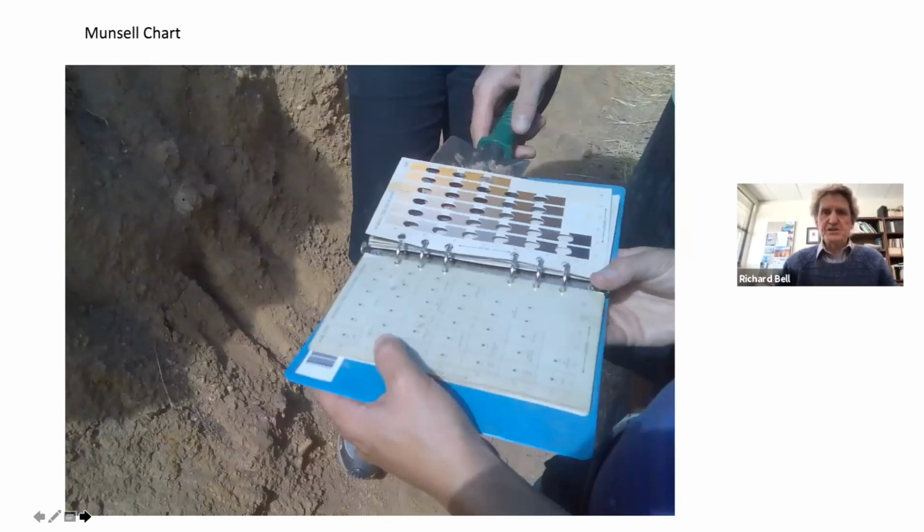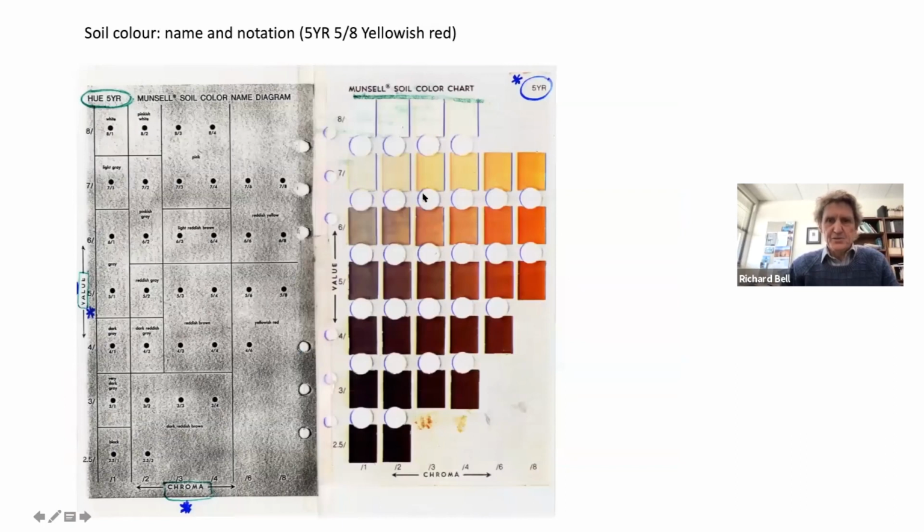So you're simply taking a sample of the soil, putting it underneath the chart where there are holes and then trying to find the best match. So once you've found the right match, you then look on the left-hand side and it gives the standardized color name. So this chart is 5YR. Where the arrow is pointing is 5YR 5/2. And so if we look on the left side, the formal name for that is reddish grey.